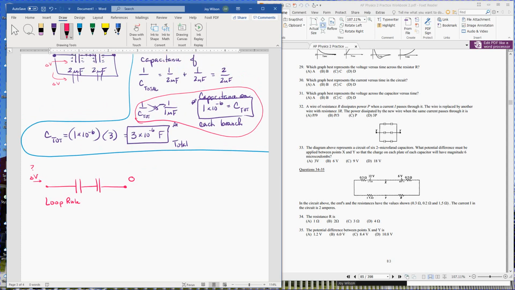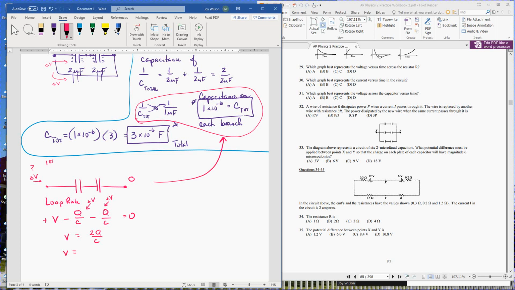So the first thing I do, after lots of thinking, is I figure out this part. Each branch has 1 times 10 to the negative 6 capacitance. That's its capacitance. So I start over here with voltage. I gain voltage, and then I lose Q over C, and then I lose Q over C. This is my voltage on each capacitor, okay? And that's going to add up to 0. So V is going to equal 2Q over C. I'm going to move these 2 to the other side so we got them positive.